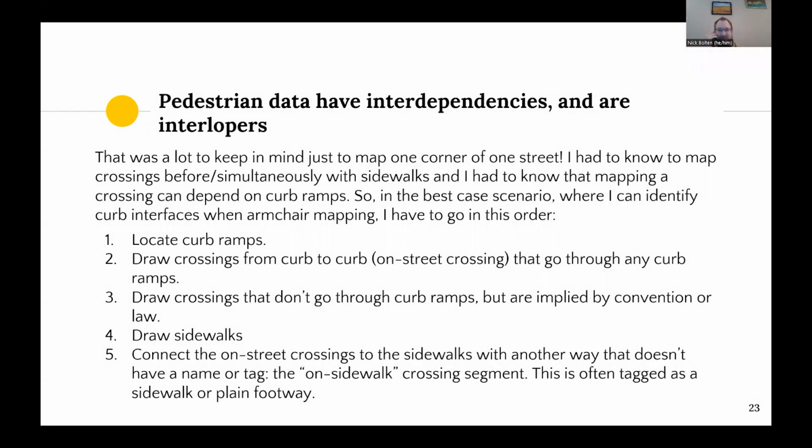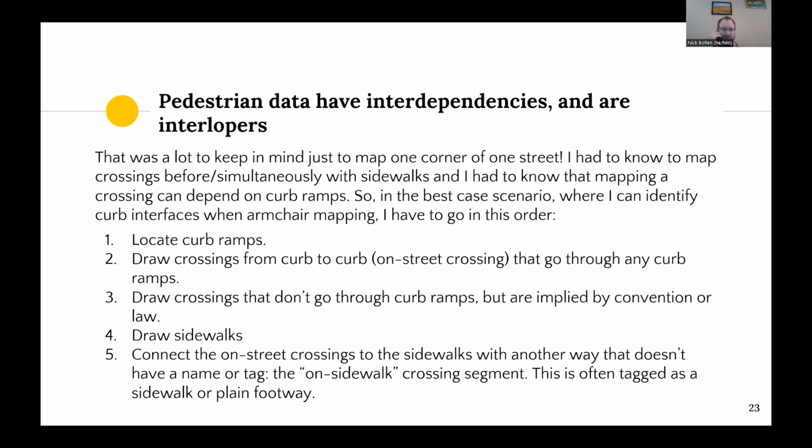So in summary, that was a lot to keep in mind just to map one corner of one street. All I really wanted to do was map a sidewalk, and turned out I had to map quite a few things and go in a particular order. Even in the best case scenario where I knew where curbs were, as well as curb ramps, I have to go in this process in a very particular order.